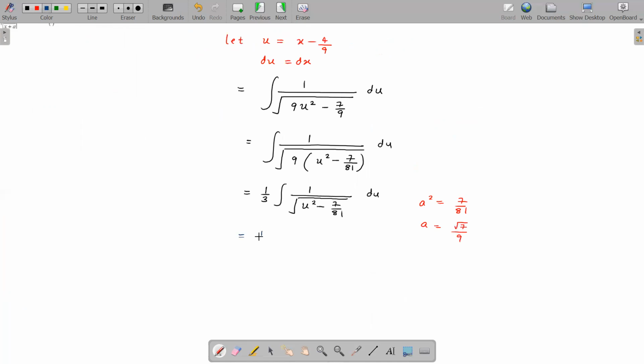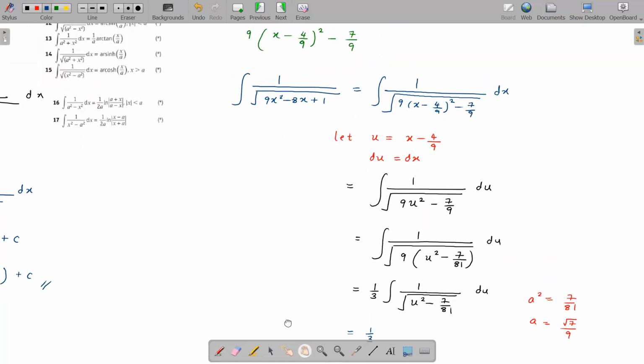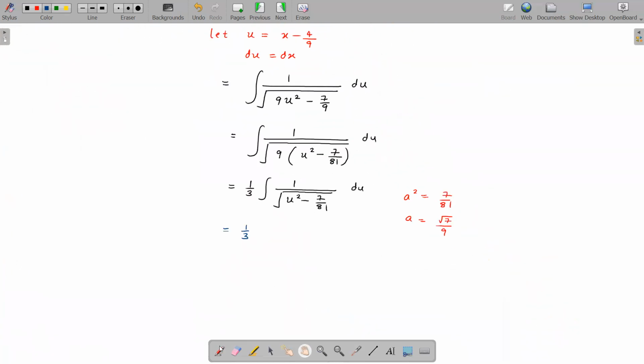So what is the answer here? 1 over 3 r cos x over a, right? So 1 over 3 r cos x over a is root 7 over 9. The 9 goes up. 1 over 3 r cos 9x over root 7 plus c. Is that okay? Yeah, so this should not be x, this should be u because we're doing this with u, right? This should be u.